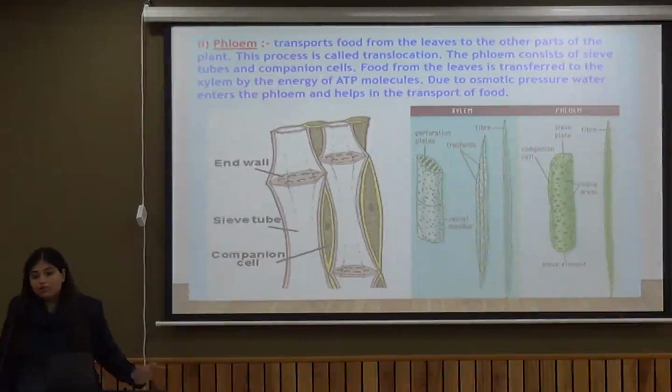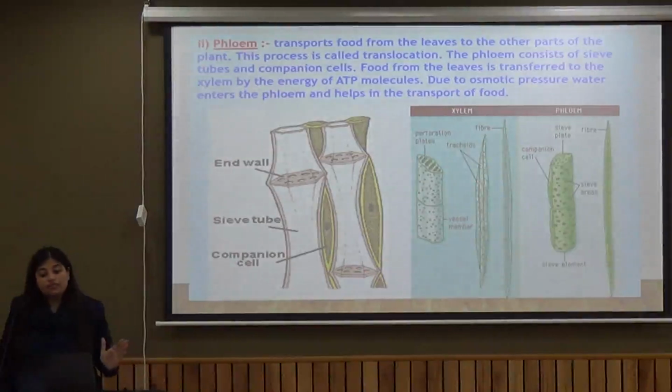And what happens in phloem? In phloem, translocation of food occurs. And phloem consists of sieve tubes and companion cells. Food from the leaves is transferred to the phloem by the energy of ATP molecules. Due to osmotic pressure, water enters phloem and helps in the transport of food.